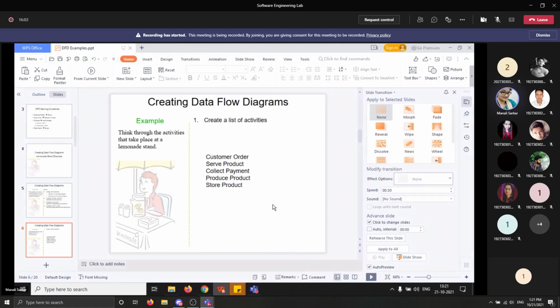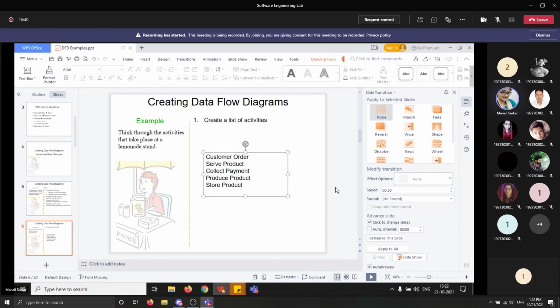So what are the activities that can be performed? First activity is customer order. Here the customer is giving an order. Next, serve product. Whenever the customer gives an order to the employee, in return the employee serves the product to the customer. Next, collect payment. The employee collects the payment. After that, it produces the product and stores the product, with the vendor. So these are the list of activities present in the DFD of the lemonade stand.